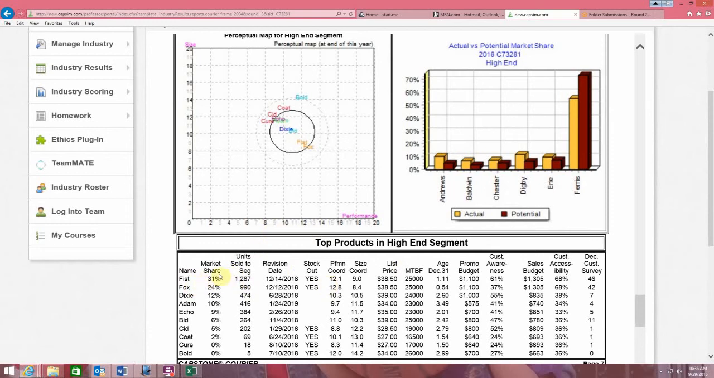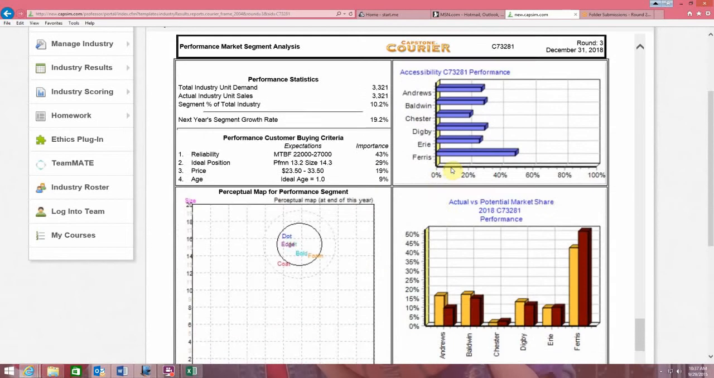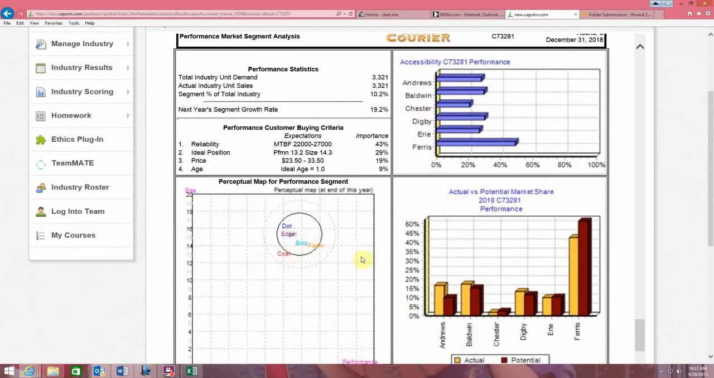Fist and Fox, 55% right there. Looks like Dixie and Bid in there, Echo's in there someplace. Can't see Echo on this one, but probably on the bigger one. So cleaning up, getting a few sales here and there, but not a bunch. Okay, and we're going to see similar things here in the performance side.